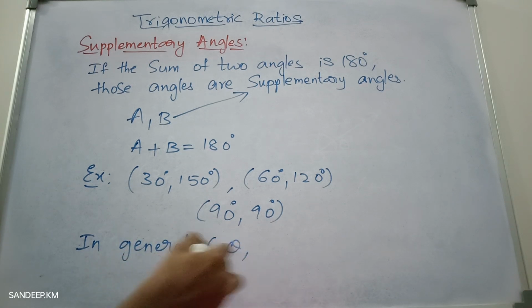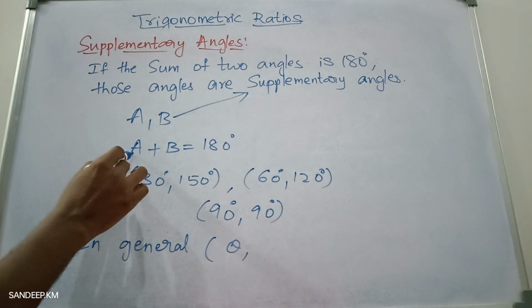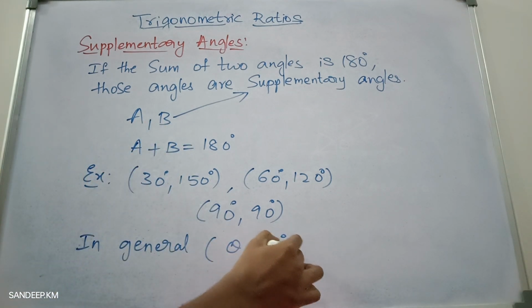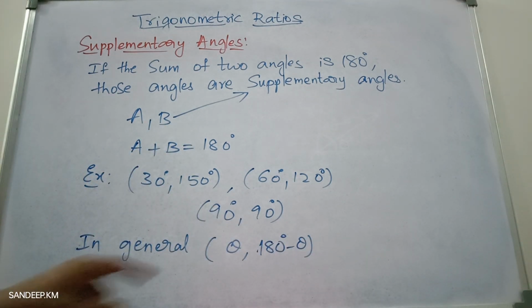In general, who is the supplementary angle of theta? If I substitute angle A as theta, what do you get? Angle B as 180 minus theta. So in general, the supplementary angle of theta is 180 minus theta. Keep this in mind. And geometrically, where can I find supplementary angles?